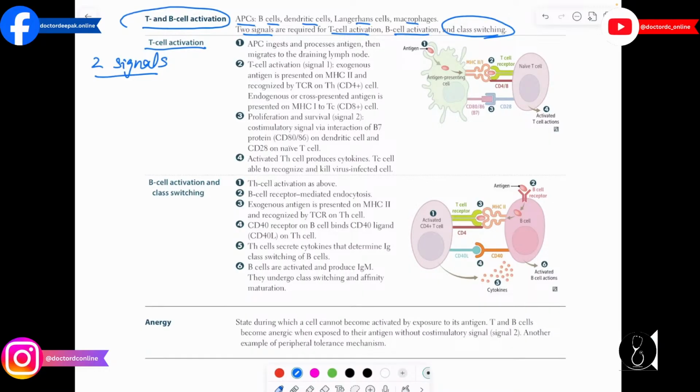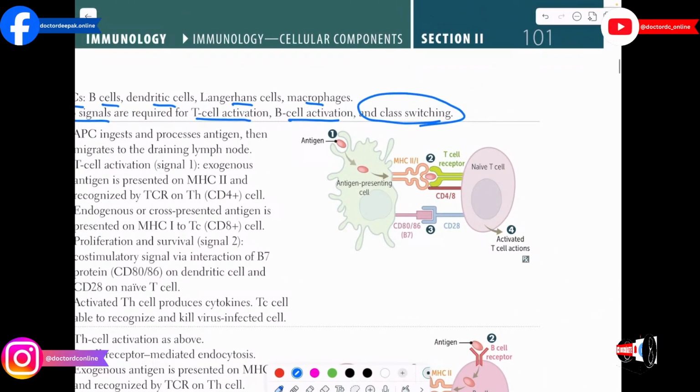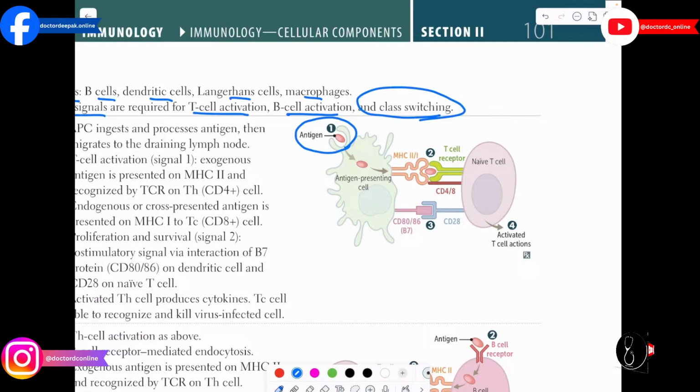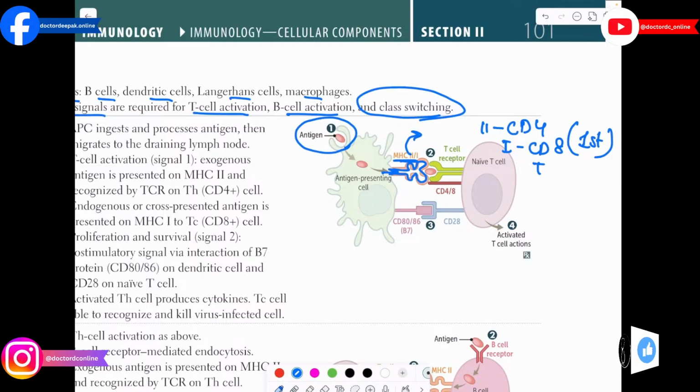For example, in the diagram they already explained first the antigen coming in through the antigen presenting cell. This goes to MHC class 2 or 1, and this MHC class 2 or 1 is going to attach with its respective surface marker. Class 2 goes towards CD4 and class 1 goes for CD8. This is our first signal. And they also attach with the T cell receptor, TCR.